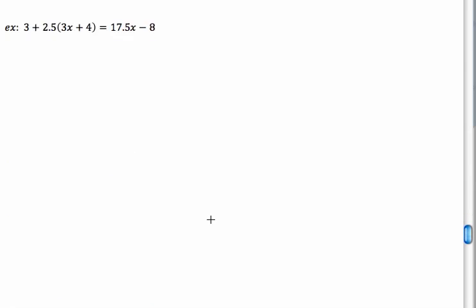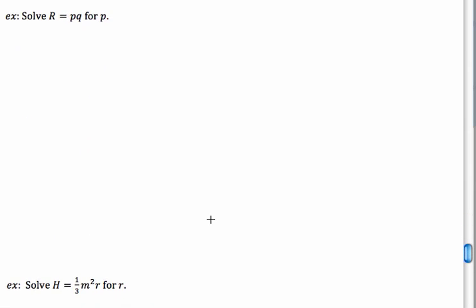So we're going to move on to the last and final topic for today, which is about solving equations for different variables. You work through the same process. It's nothing complex, okay? It's just that some equations have more than one variable. So, for example, let's look at this one. Solve the equation r equals p times q for p, meaning you want to get this p right here by itself.